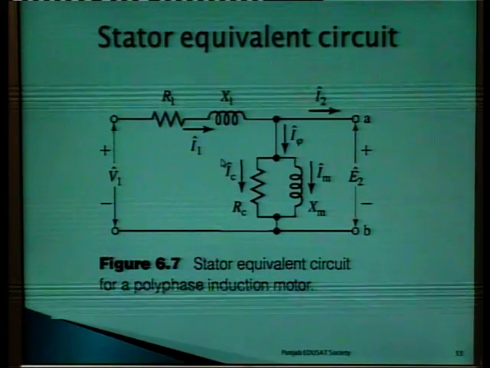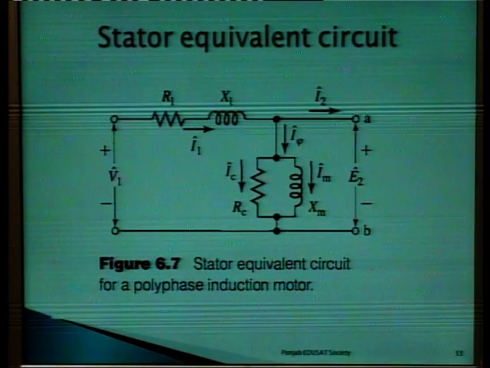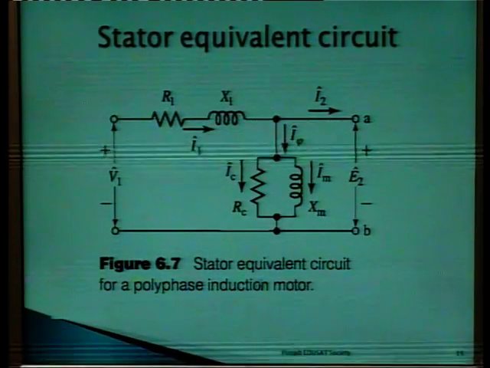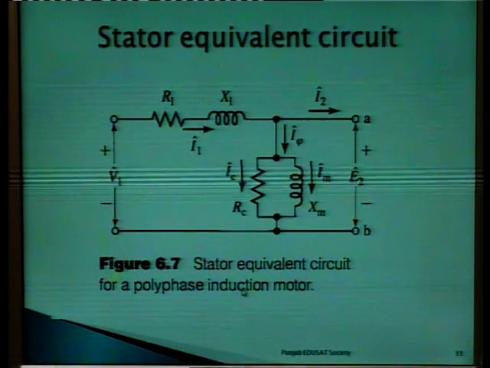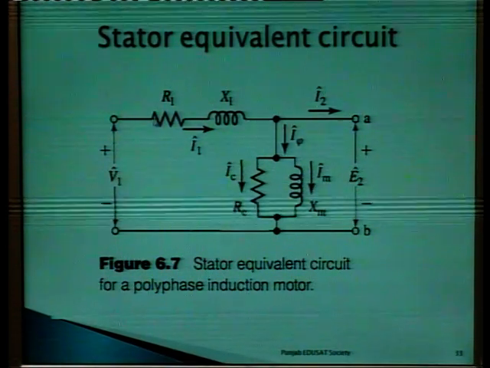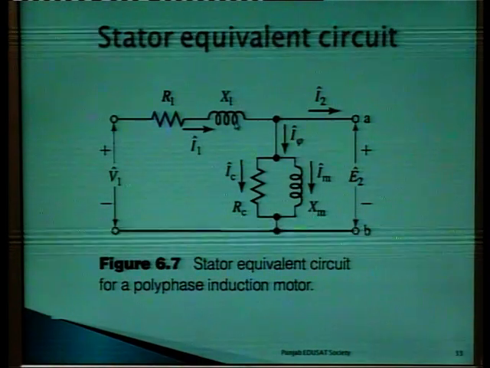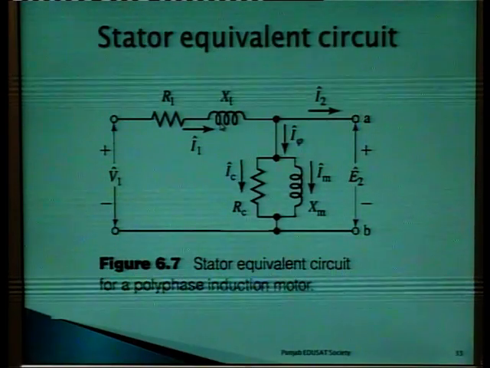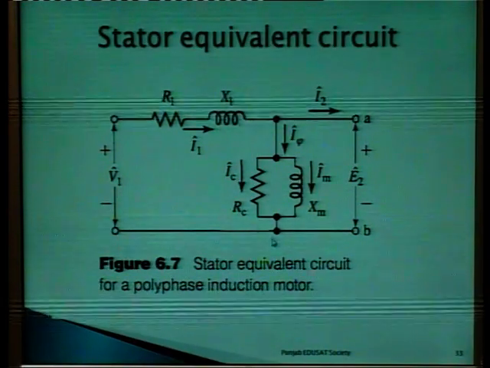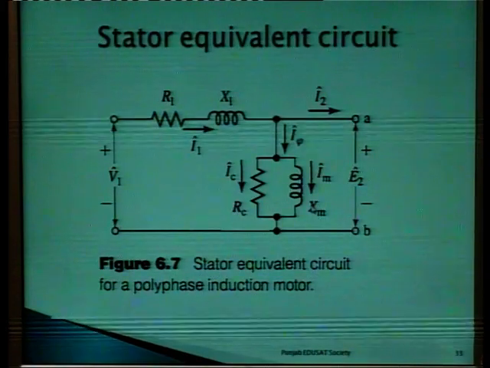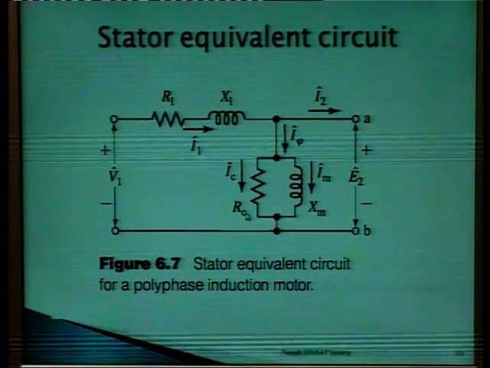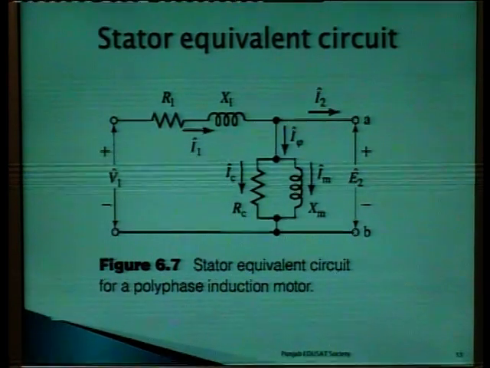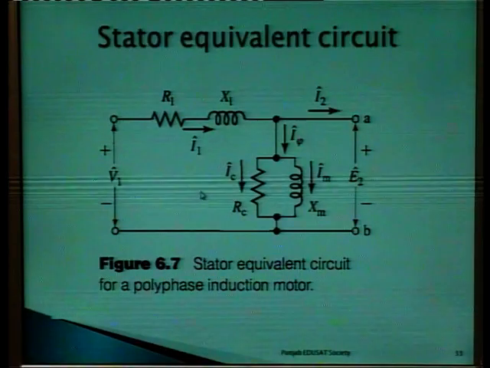Next is the stator equivalent circuit. We are now discussing in brief the equivalent circuit of an induction motor. The figure shows the stator equivalent circuit for a polyphase induction motor, and this is R1 and X1, meaning the resistance and the leakage reactance of the stator, and this is Rc and Xm, the magnetizing component of reactance, and this is the resistive component. This is very similar to the transformer.